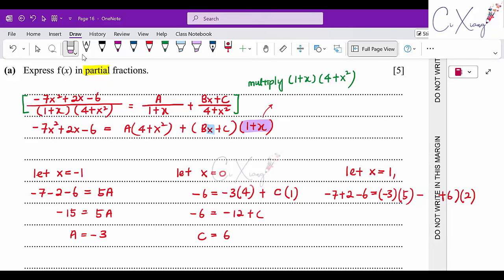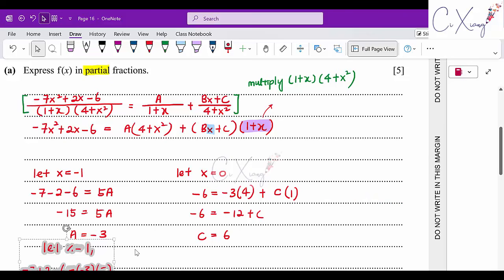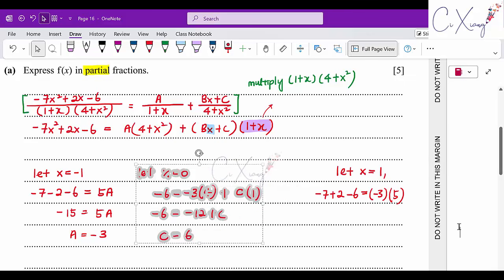Okay, I think it is not clear enough, right? So I put it at the bottom. Maybe I should shift it a little bit to the left so that I can show everything in one line. Okay.